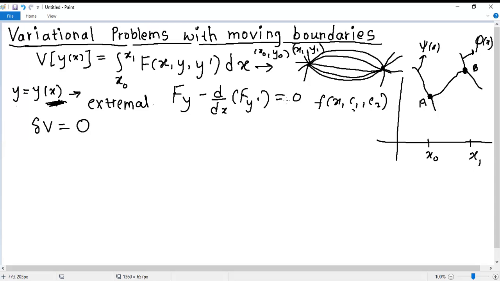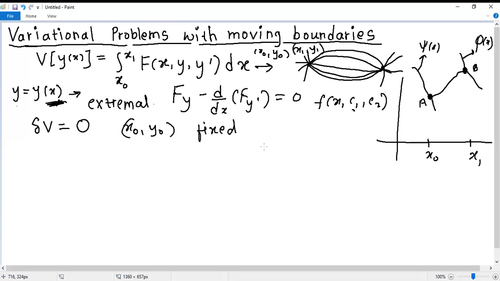So we will use this fact to derive the conditions which will help us to determine the constants c1 and c2. Now let us consider the case where one of the points from among these points A and B is fixed. Let us suppose this point A is fixed.